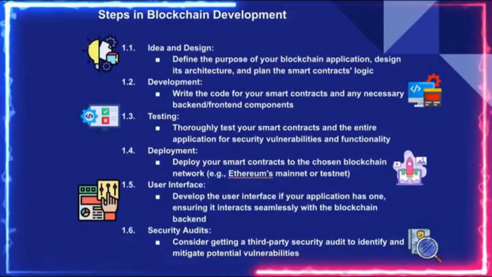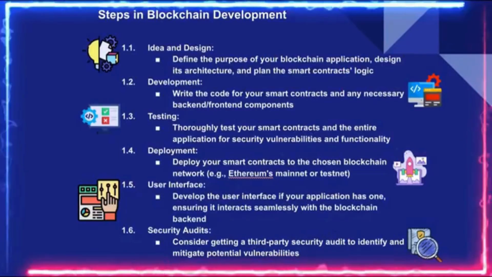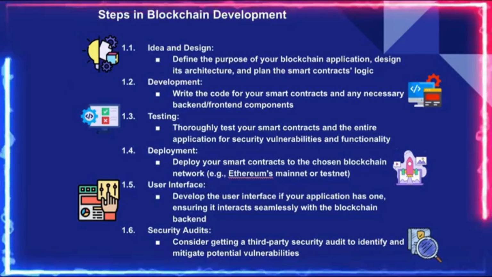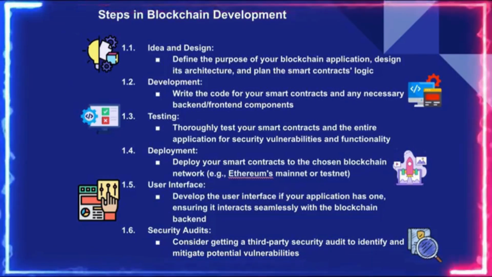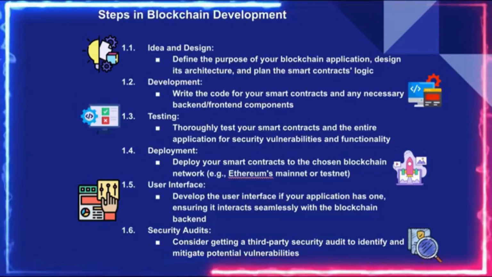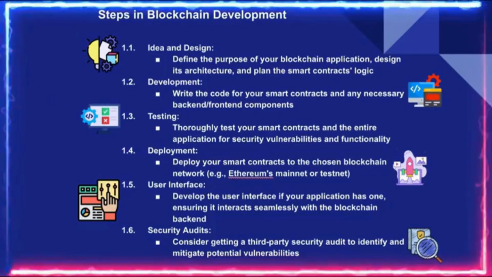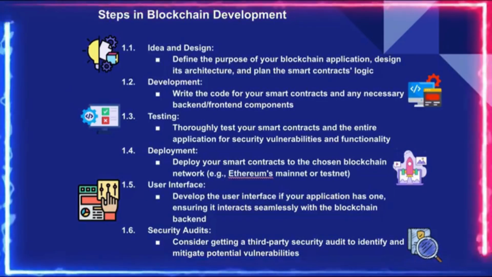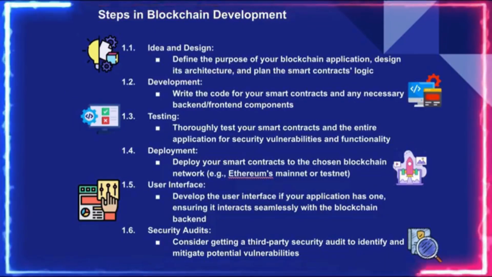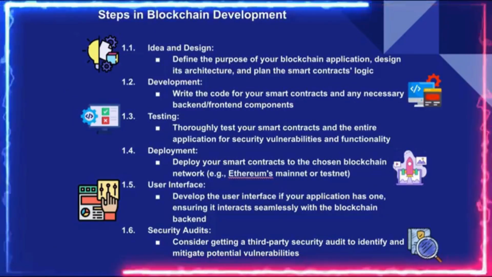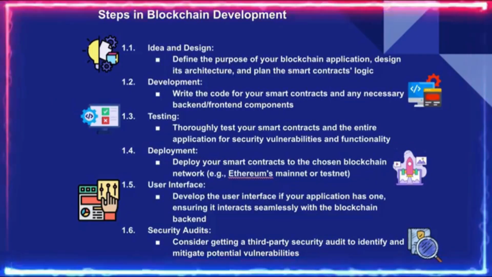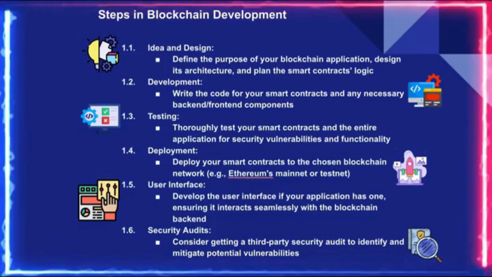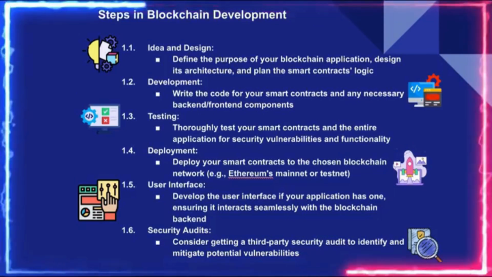Let's get into the steps in blockchain development. Step 1. Idea and design. Define the purpose of your blockchain application, design its architecture, and plan the smart contract logic. Step 2. Development. Write the code for your smart contracts and any necessary backend and front-end components. Step 3. Testing. Thoroughly test your smart contracts and the entire application for security vulnerabilities and functionality. Step 4. Deployment. Deploy your smart contracts to the chosen blockchain network, for example, Ethereum's mainnet or testnet.